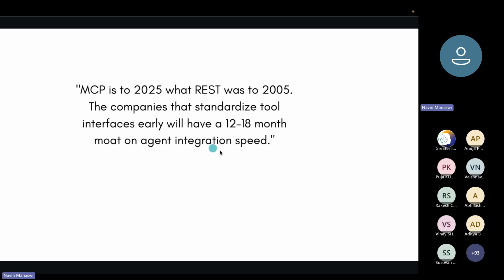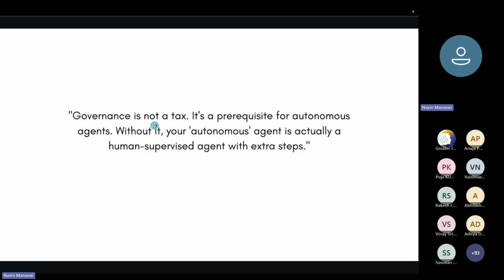Okay, the next point here is that governance is not a tax. It is a prerequisite for the autonomous agent. You can't deploy any autonomous or agentic system without governance. Without governance, your autonomous agent is actually a human-supervised agent with extra steps. Without governance, you are always at double or triple risk, and you always need to have humans check what is going wrong.